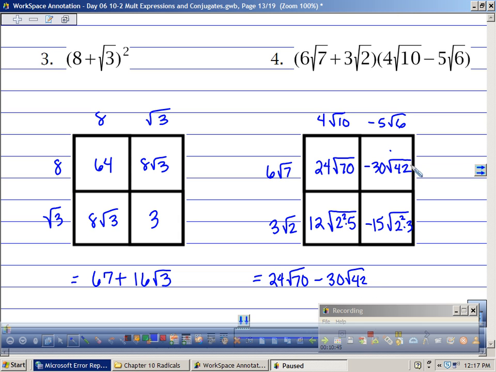What about this one? What can I do with this? Kick out that 2. When I kick out the 2, where does it go? Outside. I have a 12 out there. So what am I going to multiply by? So I get positive 24 root 5. And with this one, kick out that 2, and it becomes negative 30 root 3.